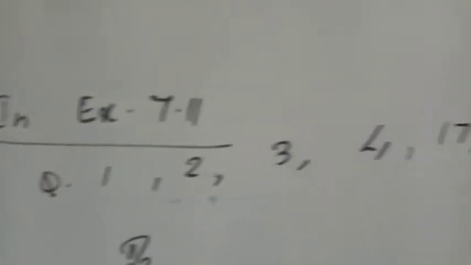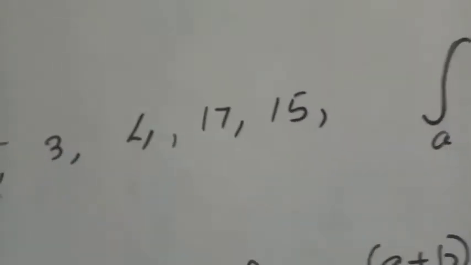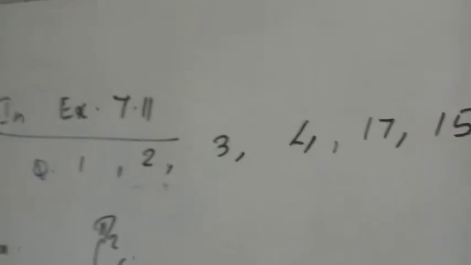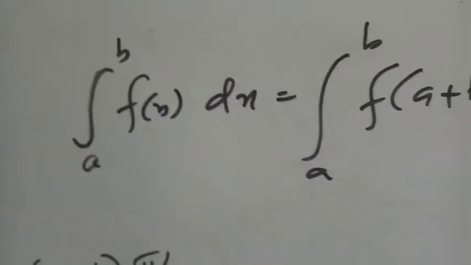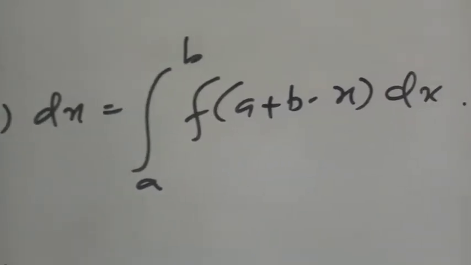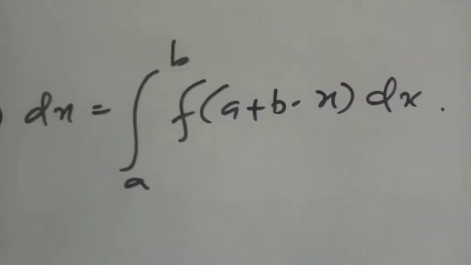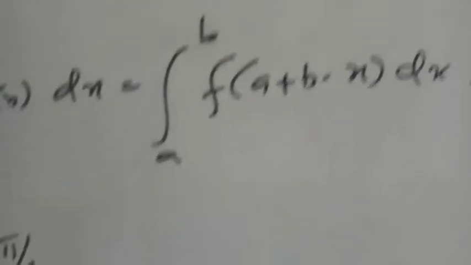Also you can solve questions 1, 2, 3, 4, 17 and 15 from exercise 7.11 with the help of this formula, integral a to b f of x dx is equal to integral a to b f of a plus b minus x dx. You do those questions as your homework.